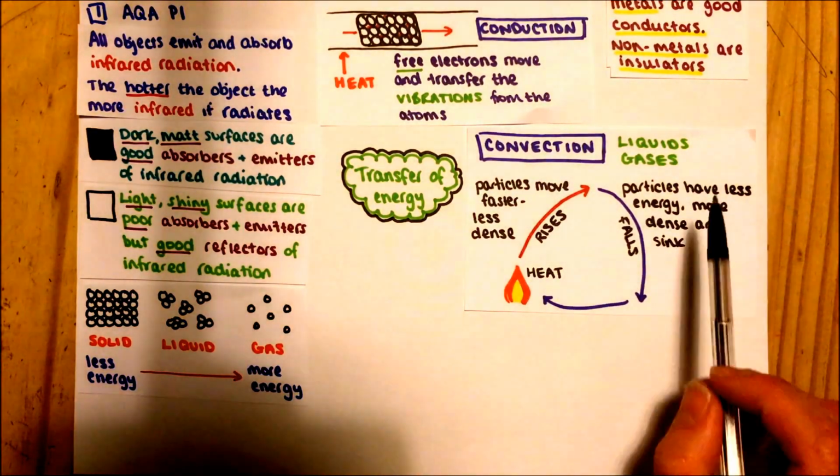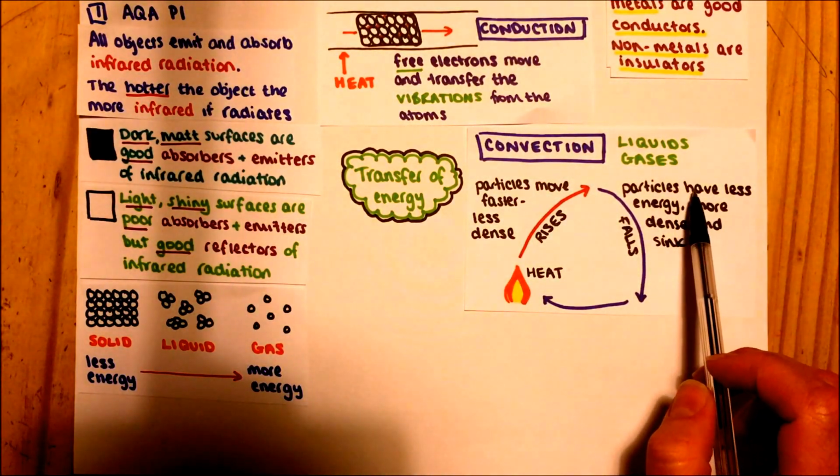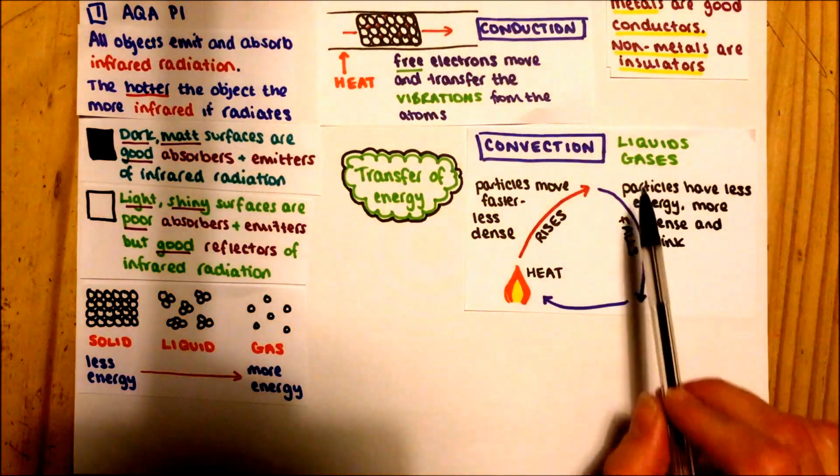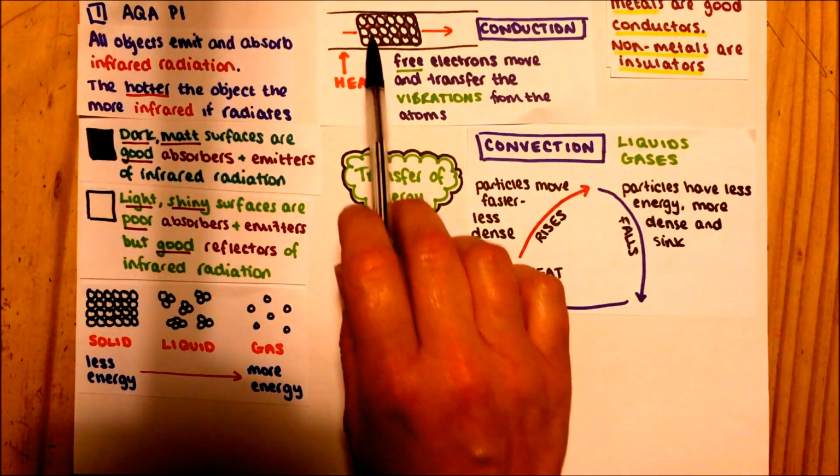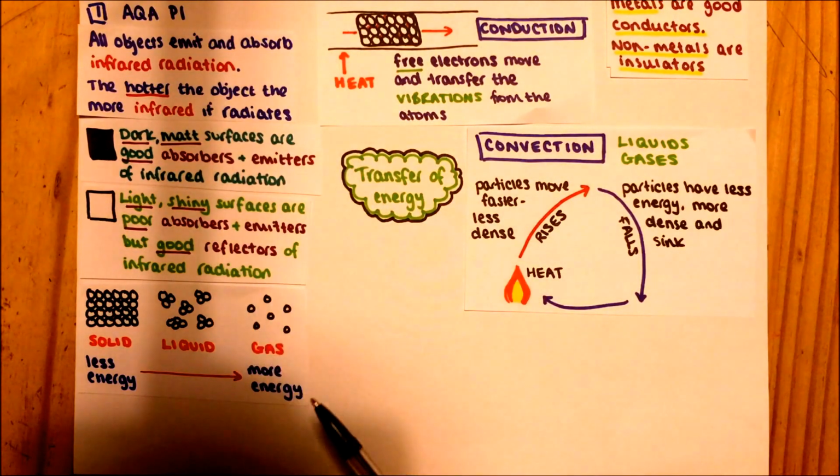Convection happens in liquids and gases only. Very important to remember, okay, because the particles have to be able to move, and we know in a solid the actual atom itself can't move.